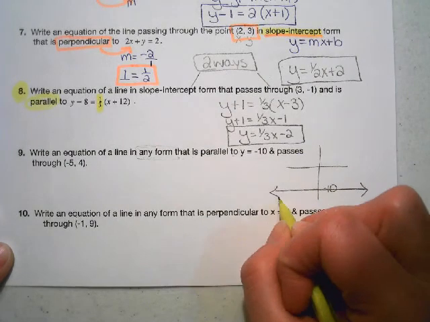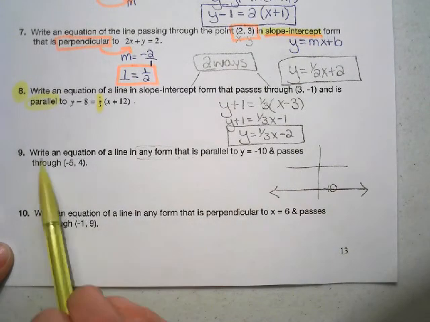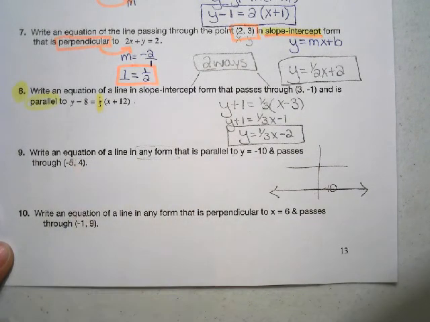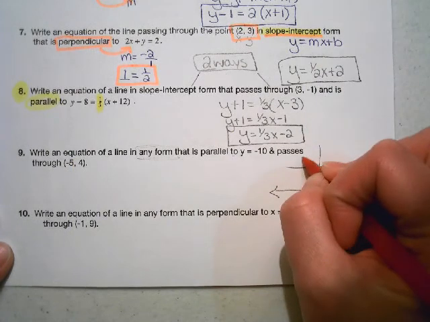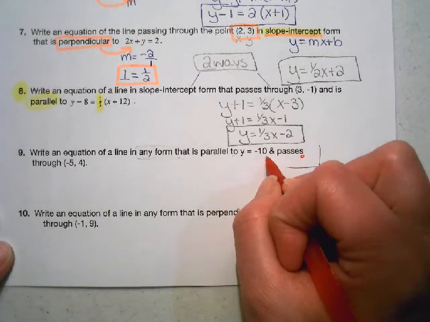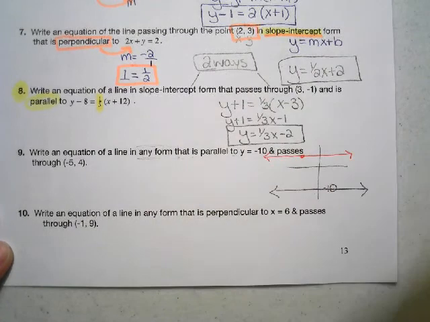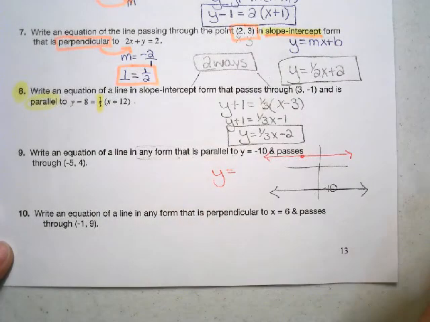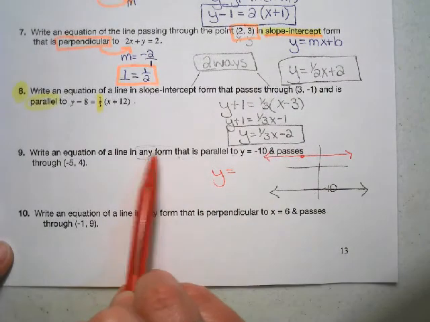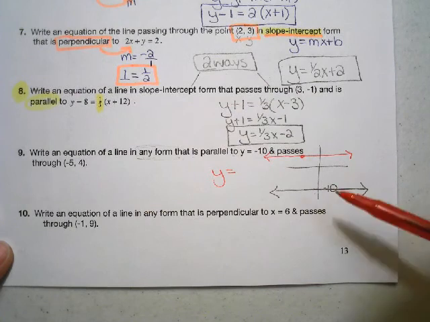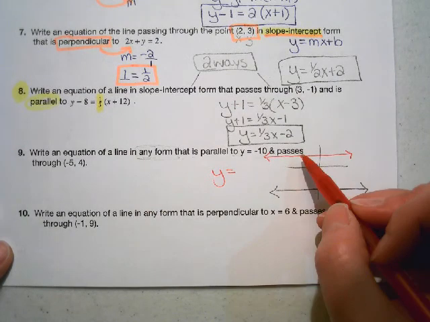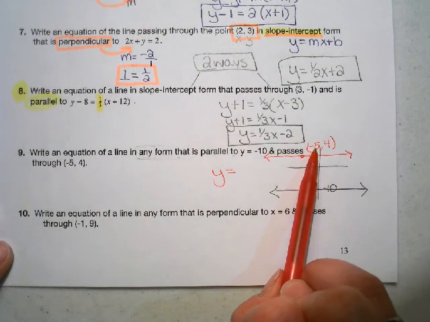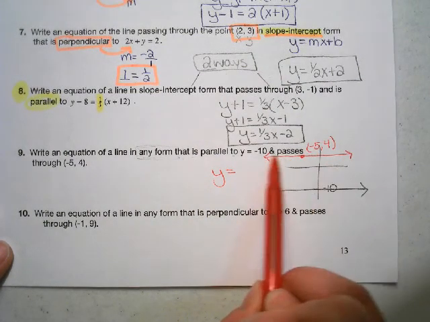Well, be careful, because what kind of a line is y equals negative 10? And you should be telling me horizontal. You should be saying that's a horizontal line. So they want you to give an equation of a line in any form that's parallel to this, but passes through negative 5, 4. Well, if it's parallel, wouldn't it look like that? And aren't horizontal lines always y equals? So even though they told you any form, because it's horizontal, there's only one way to write it.